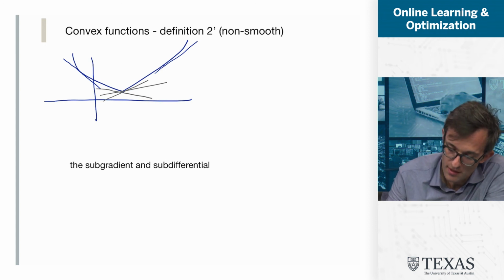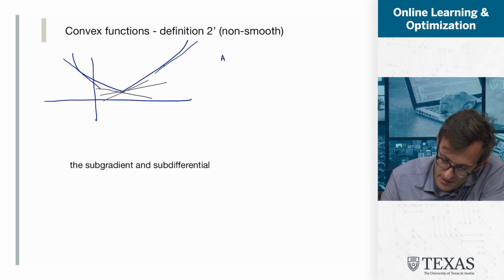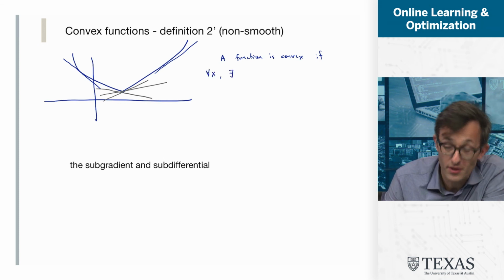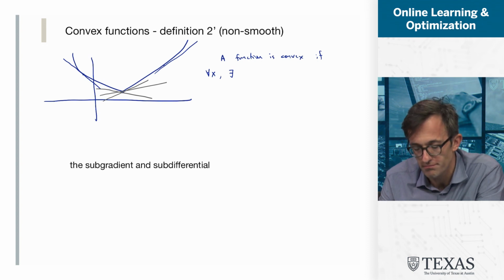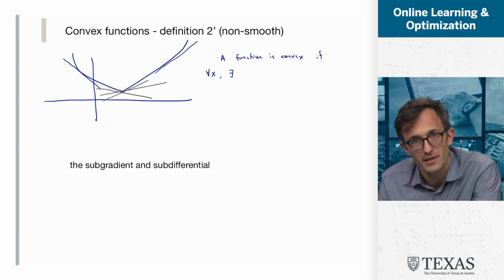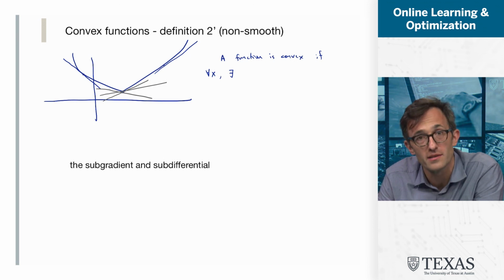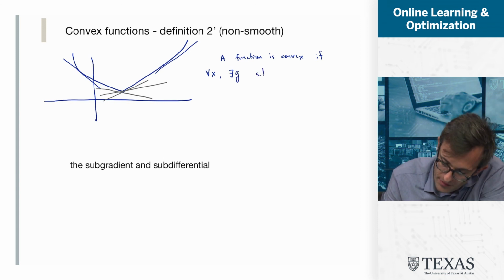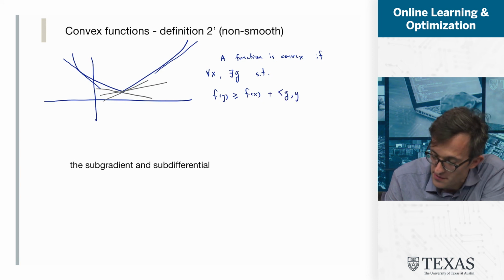So we have our following definition. A function is convex if for any point x, there exists some vector. I'm going to call it g to have us remember the word gradient, but it's not necessarily going to be the gradient because there's no gradient at this point. Maybe there's gradient at other points, but so there exists some vector g such that f of y is greater than or equal to f of x plus g times y minus x.